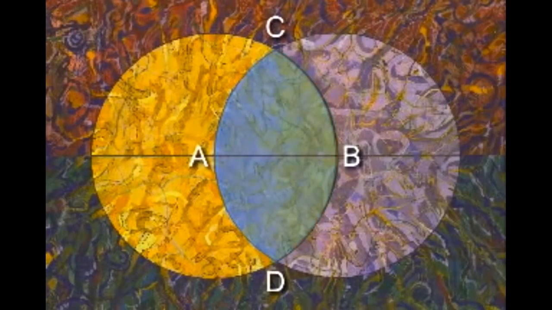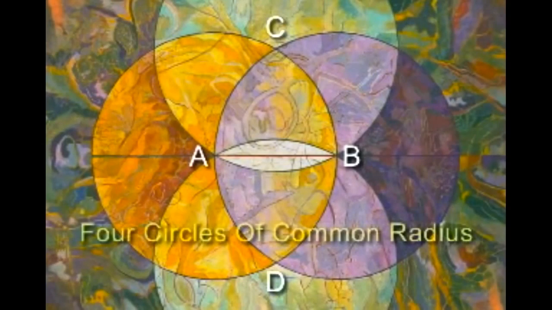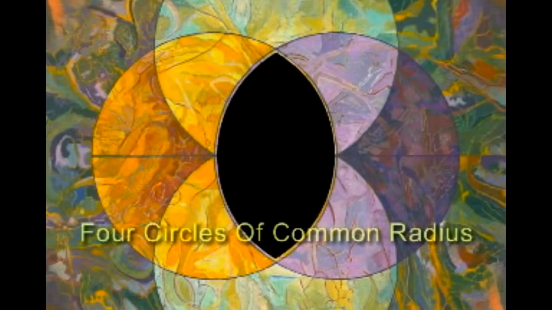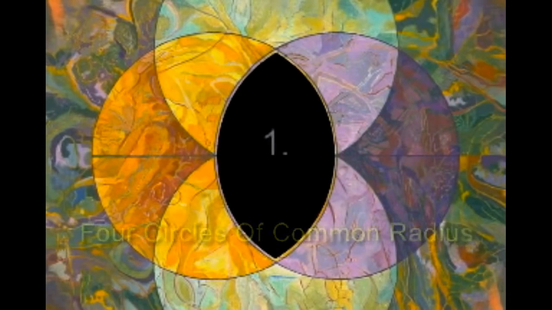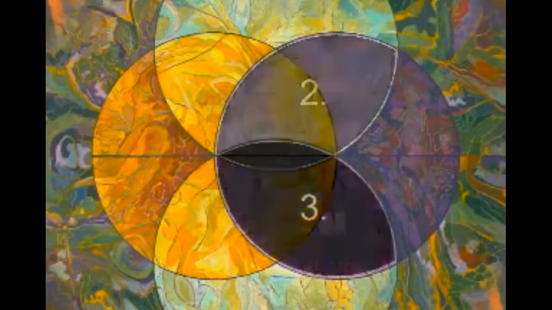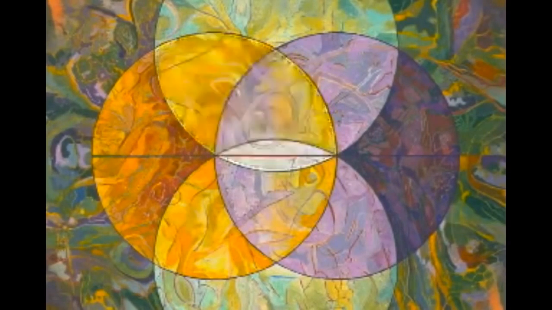When we get to four circles of common radius, which naturally evolve out of these points C and D, the vesica Pisces is in the middle. But we have now 5 vesica Pisces inside 4 circles of common radius. 1, 2, 3, 4, 5. Interesting.